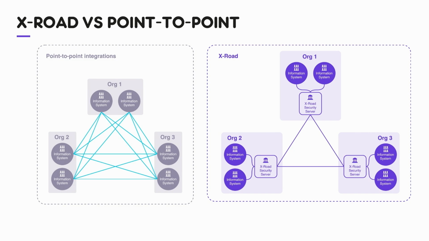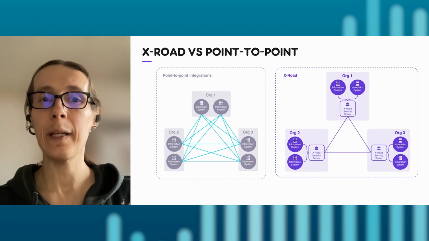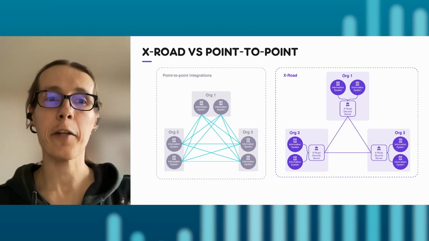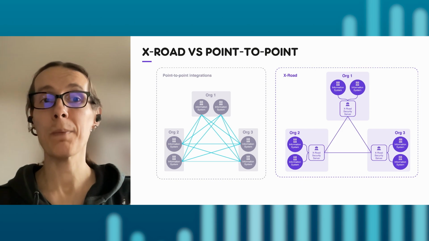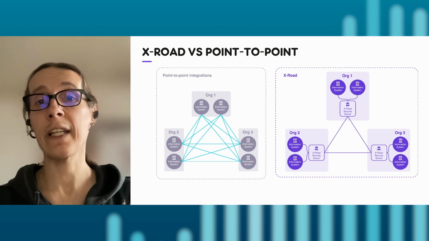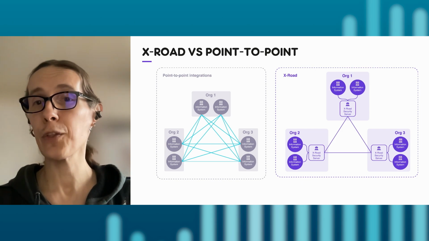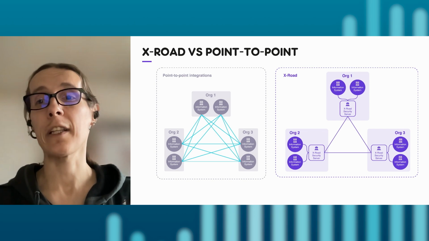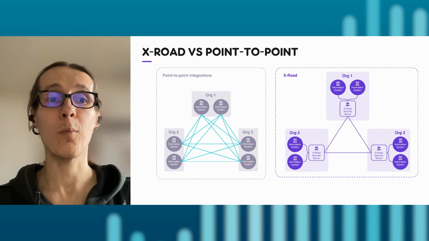In other words, X-Road is like a secure peer-to-peer network for data exchange between organizations. This diagram has been kept simple on purpose, and in real life, a single organization can have multiple security servers, and a single security server can be shared by multiple organizations.